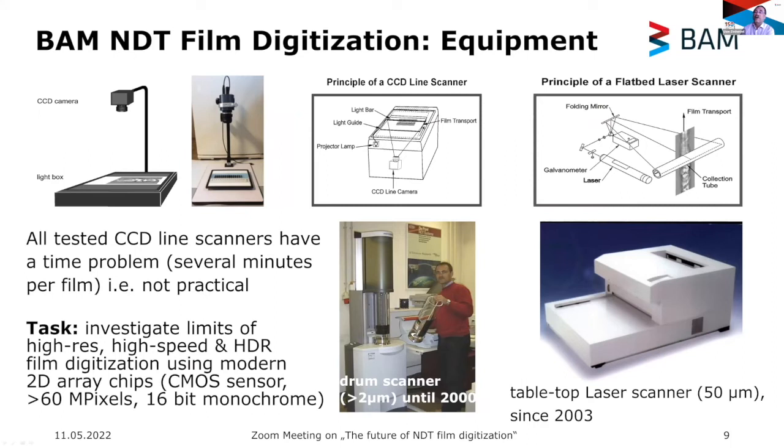You can use point scanning, line scanning, or area scanning. Now, these are from my lecture notes, which we give for level three, the schemes. And we have in our lab since 2003 such laser scanners up to 50 micrometer pixel size. And then there is still a nice drum scanner, but the production stopped in 2000. Nobody nowadays is able to get any drum scanner.